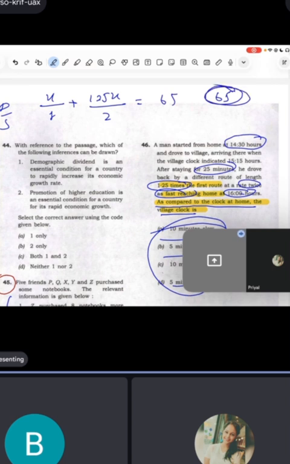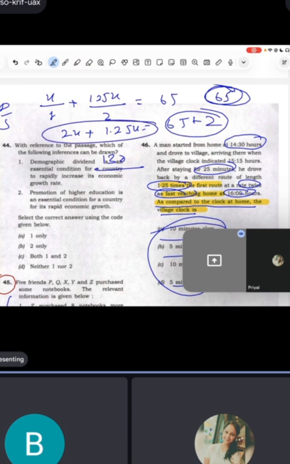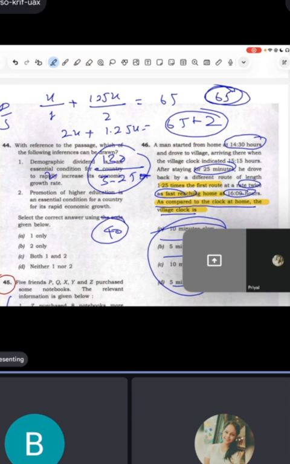Now, if you solve this question, basically you will get 2x plus 1.25x equal to 65 and 2, here multiplication, so you will get 130, and here you add, you will get 3.25x. If you solve this, guys, you will get something around 40. So that person should take 40 minutes to reach the village.